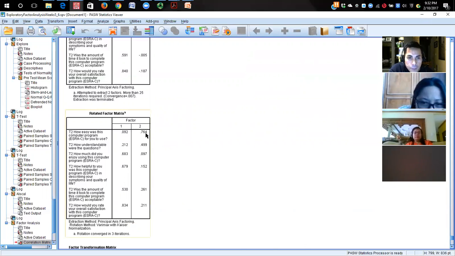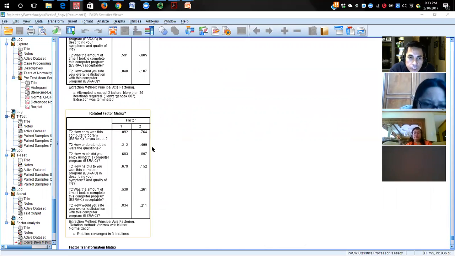And if you choose which of the three has the highest score for this, how easy is it, 0.49 would be how understandable. And then the next highest is 0.261, which would be the amount of time it took to complete the program.